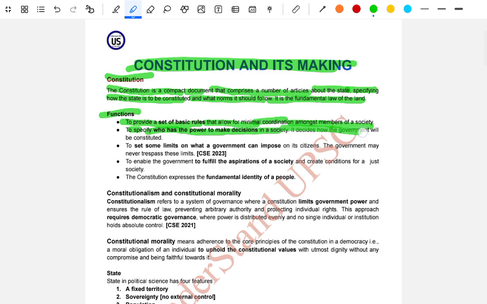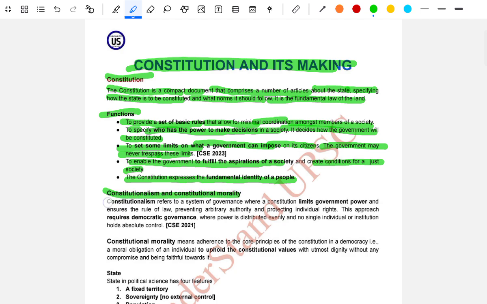It decides how the government will be constituted, and sets up limits on what a government can impose on its citizens. The government may never trespass these limits, to enable the government to fulfill the aspirations of the society and create the conditions for a just society. The constitution expresses the fundamental unity of a people.